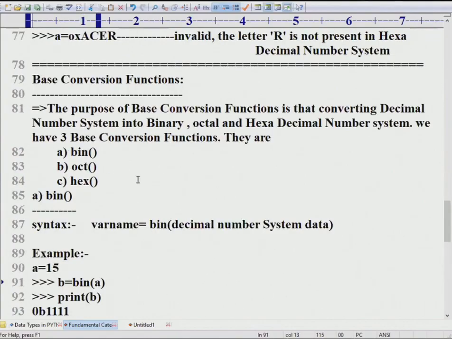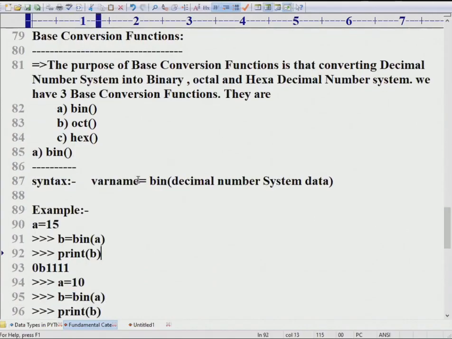Shall we write? Start. I will go one by one. The heading is base conversion functions. Before going to the float data type, I am talking about the conversion functions here itself. Start. Quickly make it.